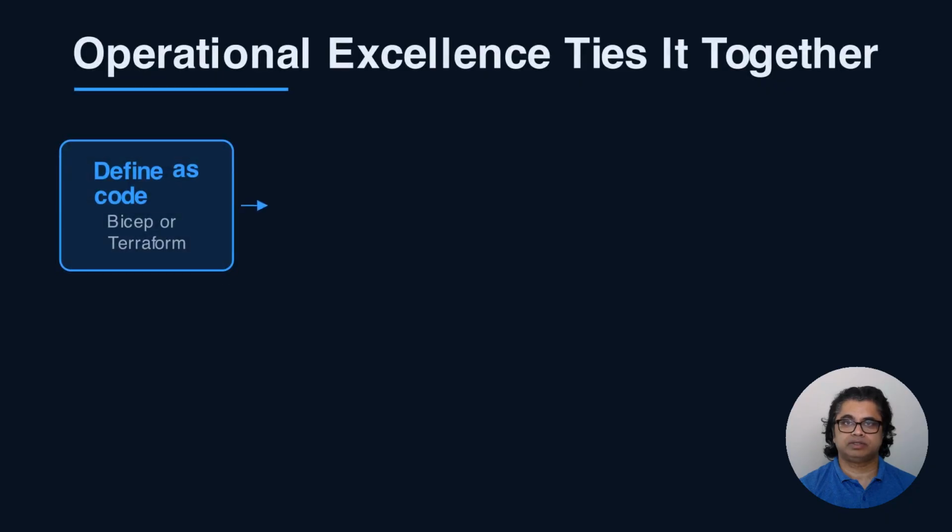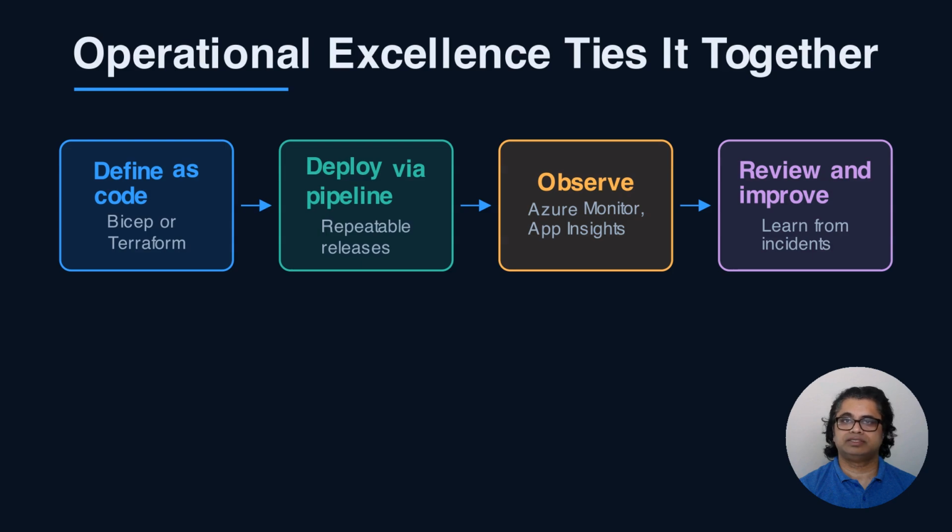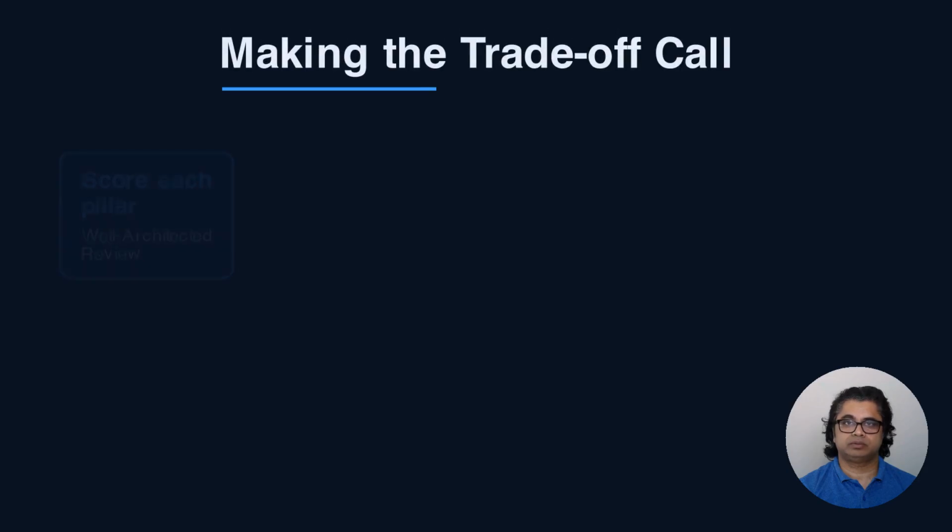Operational excellence is the pillar that makes the others sustainable. Infrastructure as code, continuous integration and deployment, observability with Azure Monitor and Application Insights, and blameless incident review. Why does it matter for trade-offs? Because automation lowers the cost of every other pillar. When deployments are scripted and repeatable, adding a second region for reliability is cheaper to operate. When monitoring is solid, you can right-size confidently instead of padding for safety. Weak operations make every other decision more expensive and more risky, so it quietly multiplies the cost of everything else you neglect.